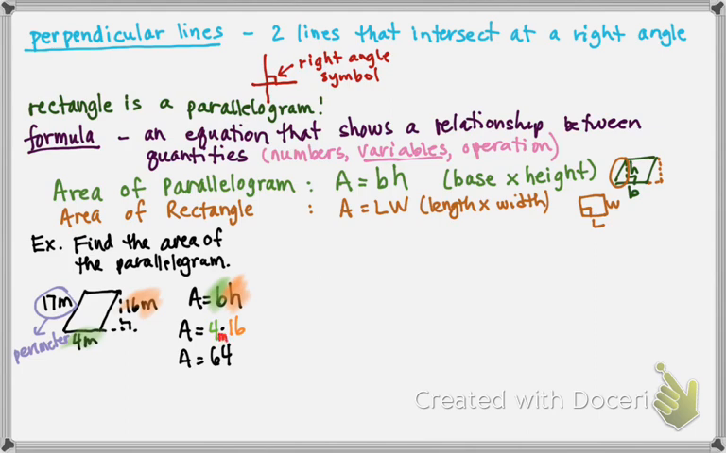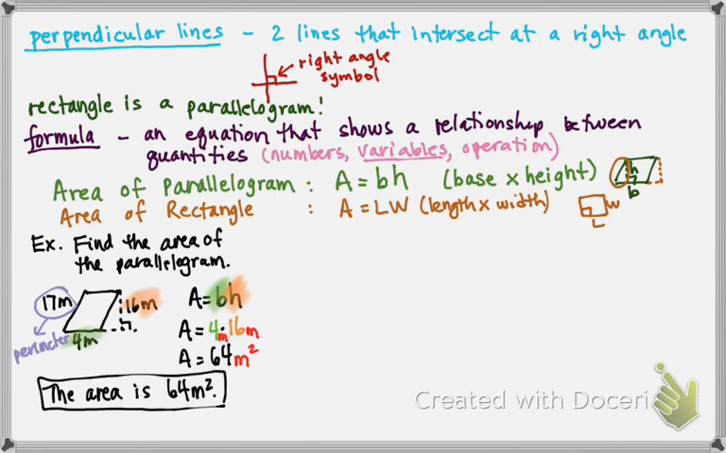Well, I had a meter times a meter. So how many times do meters show up? They show up twice. So the area is 64 square meters. So all area is in square meters. All area, doesn't matter what the shape is. Okay, let's try a different one.